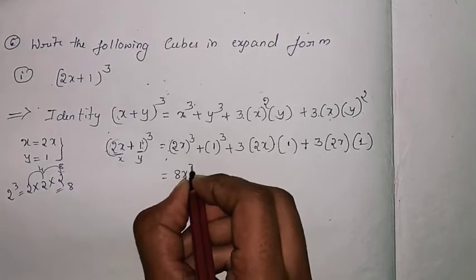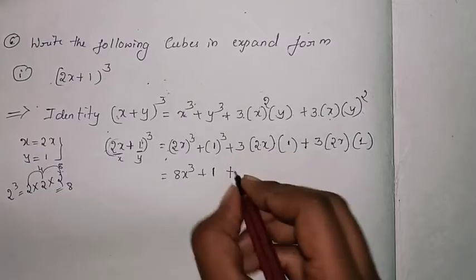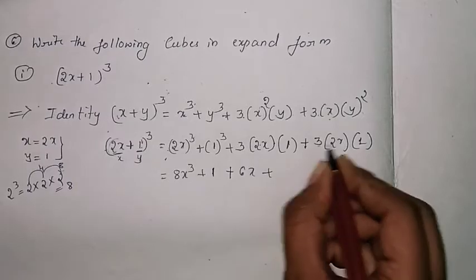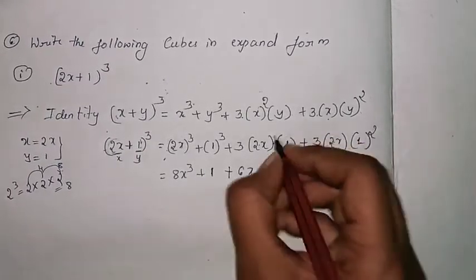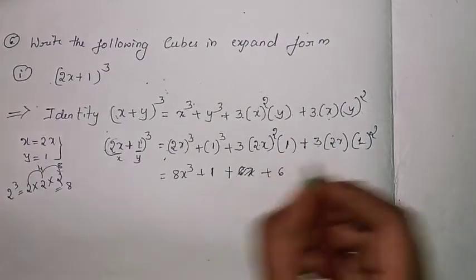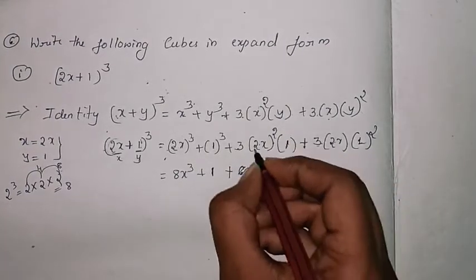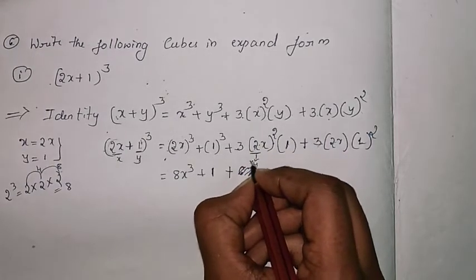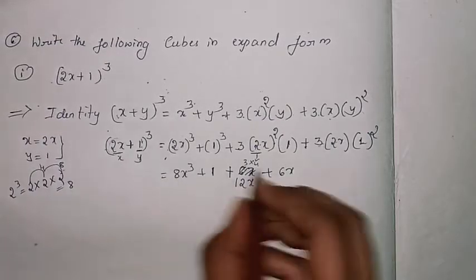So 8x cube. 1 cube is 1 into 1 into 1, that is 1, plus. Now 3 2s are 6x, so 1 is there, multiply, so it is 1. 6 1s are 6. So plus 3 2s are 6, 6 1s are 6. And this one is a square term, I forgot it. So for the square term, 3 2s are 6x, and here 2 square will be 4. 4 into 3, 12. So the answer will be 12x square.